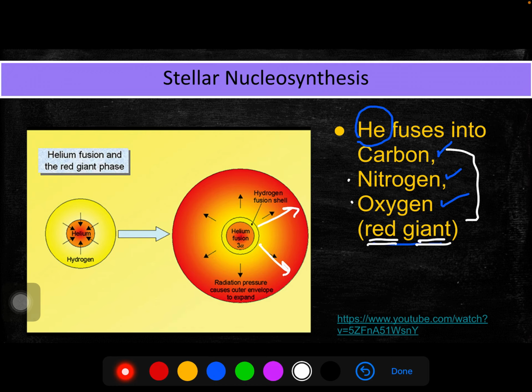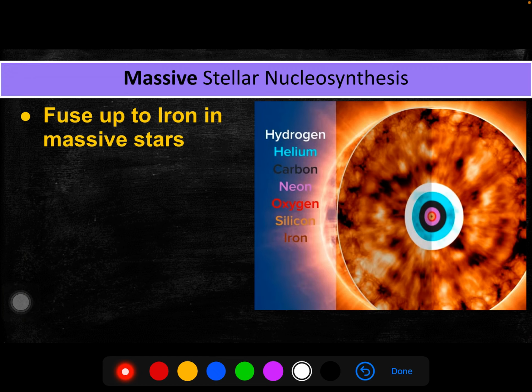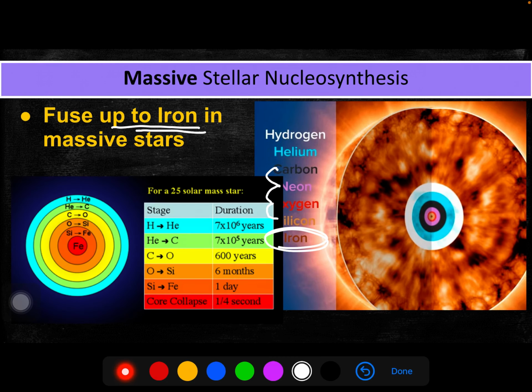From here, our sun is going to go one direction, but stars more massive than our sun will continue to fuse elements up to iron on the periodic table. So it will continue to combine element after element in the fusion process, eventually reaching the iron stage. And like you saw in the reading, the more massive these elements become, the harder it is for the star to fuse them together because they're more massive.